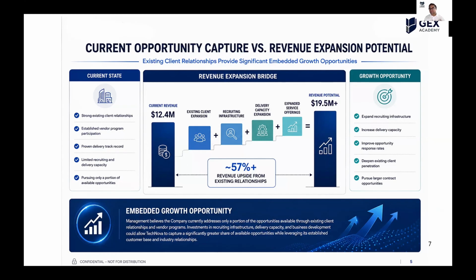So as investors, this is where our diligence mindset begins to kick in, right? We need to ask ourselves whether these bottlenecks are real, whether the proposed solutions are achievable, and whether management has evidence to support the assumptions that are being presented. If the answers are yes, then this slide becomes much more than a growth story, right? It becomes a roadmap for value creation following an acquisition, which is exactly what private equity investors are looking for when evaluating a lower middle market opportunity.